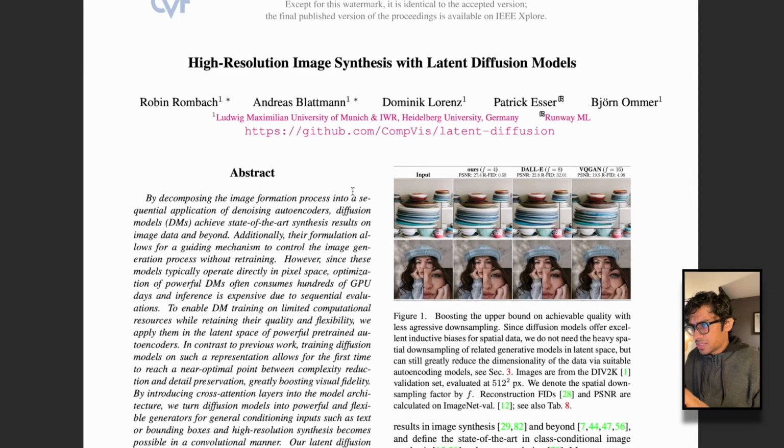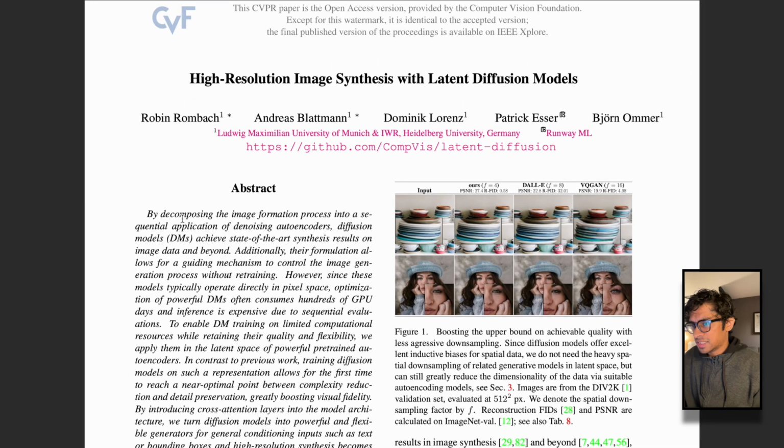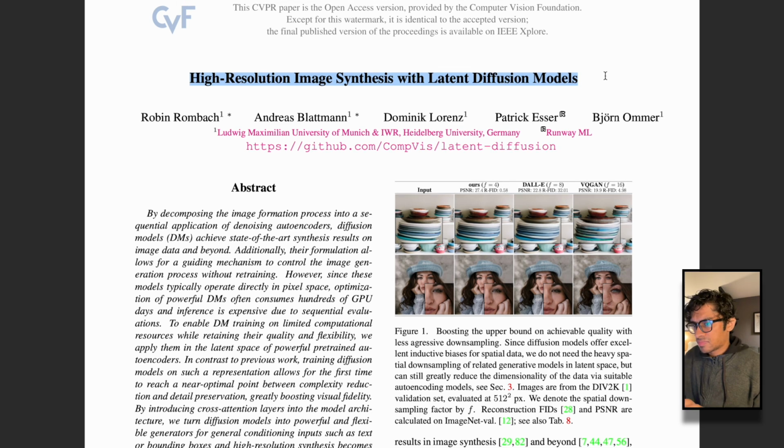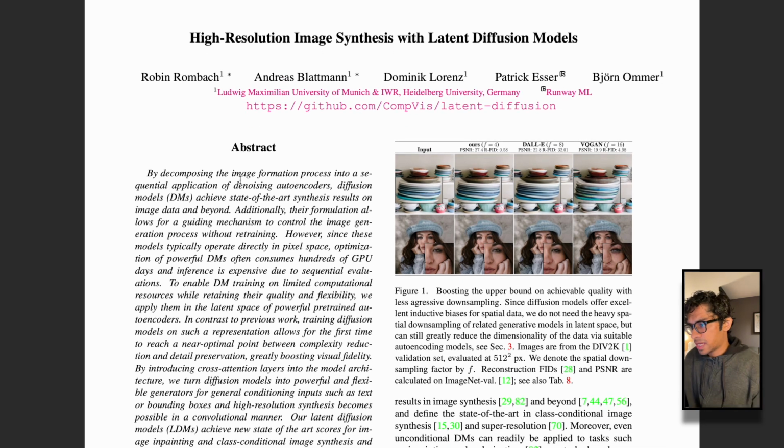So let's just go through this paper and think about what all is there. I read this paper, I think, a year back or something. As we can see, this paper was accepted at CVPR, which is quite a big conference of computer vision. So let's first go through the abstract and see what all is there.